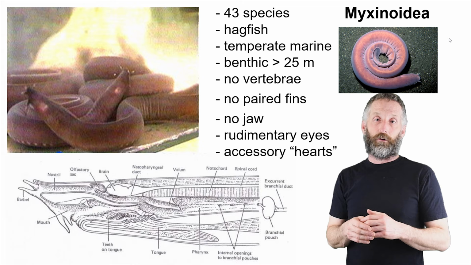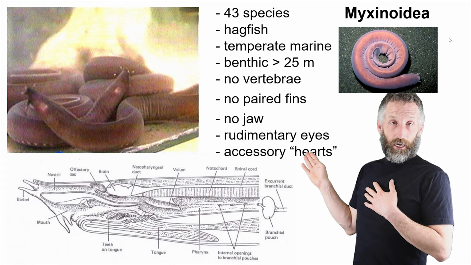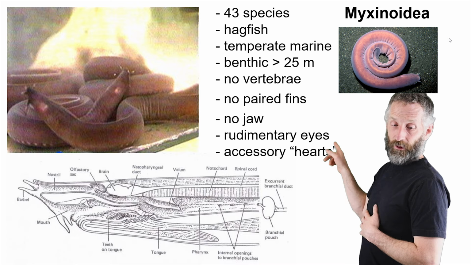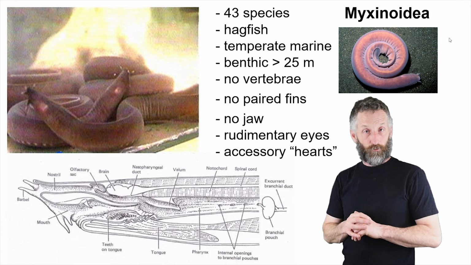These are our paired fins, right? Our pectoral fins and our pelvic fins here. They also don't have a jaw, as I said, and a few other weird features like rudimentary eyes. Their eyes aren't very good. And they also have a series of accessory hearts for helping to move blood around in the system. And here's a schematic of the inside of a hagfish, where you see the notochord, which is retained in the adult form rather than a vertebral column.